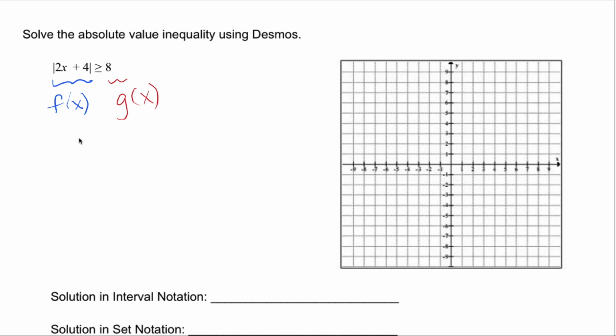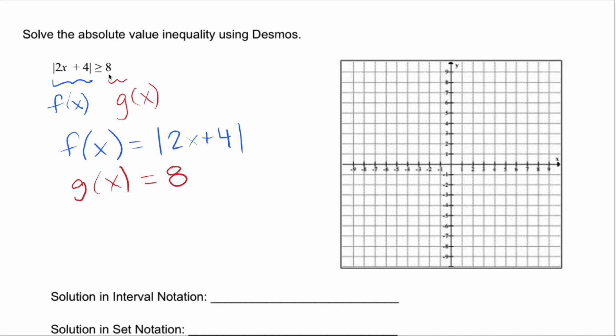So when we use Desmos, we're going to type in f of x is the absolute value of 2x plus 4, and we're going to type in g of x is equal to 8. Now notice that I'm not using any inequalities in my function definitions. I'm going to strictly graph the function absolute value of 2x plus 4, and I'm going to graph the horizontal line going through the y-axis at 8.